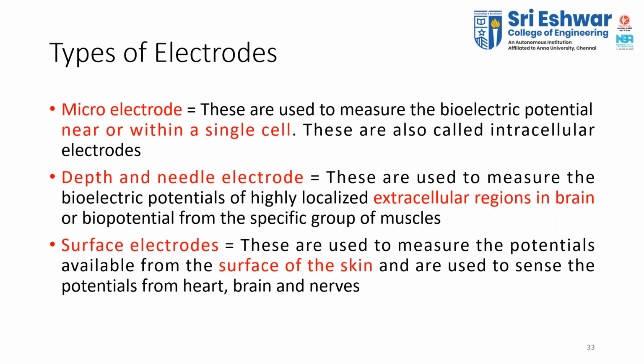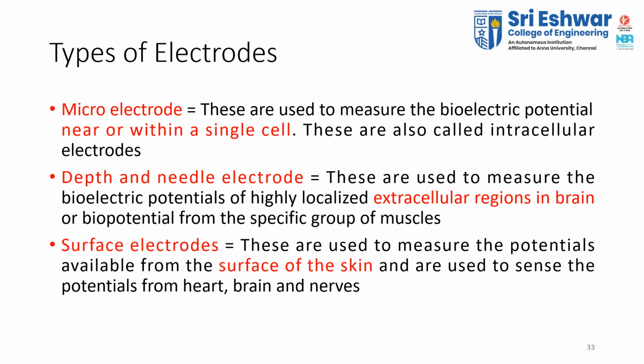And next is surface electrodes. Surface electrodes are used to measure the potential available from the surface of the skin. You can use the surface electrode for cardiac measurement, or for myogram, that is muscle operation. We can also take huge signals, since a huge portion of your body is covered using the surface electrode.